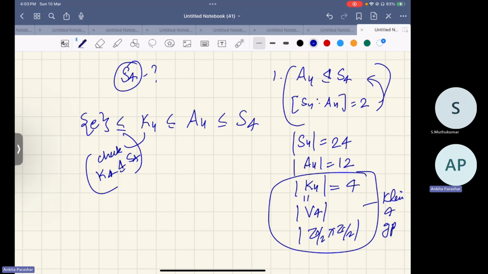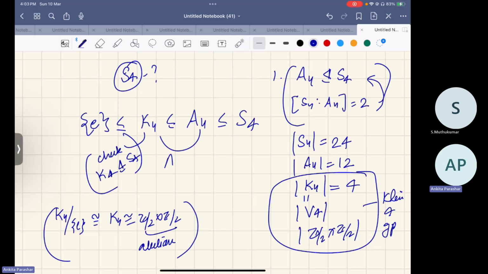That is easy, I guess. Can you say something about that quotient? K4 over E is K4. And is it abelian? Yes, it is abelian. Hence, the Klein 4 group is abelian. Correct. What about A4 by K4?